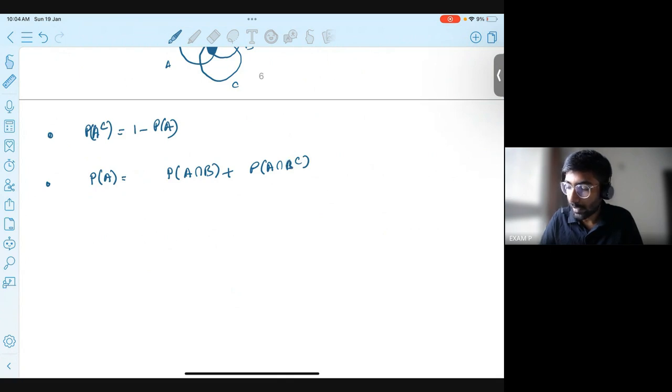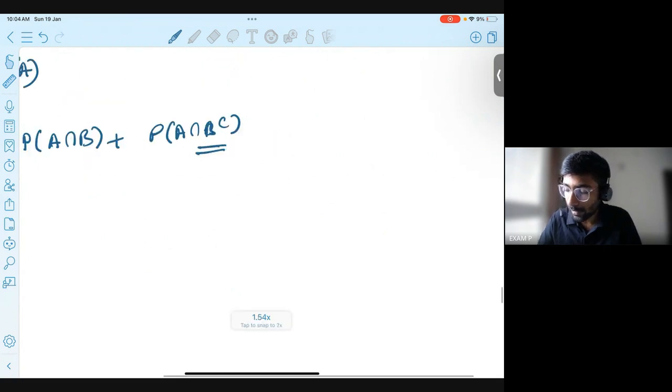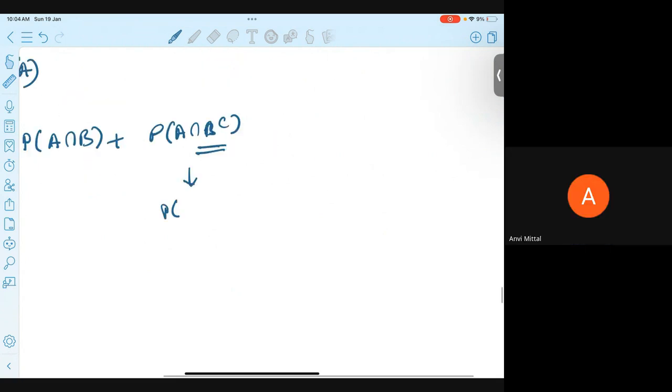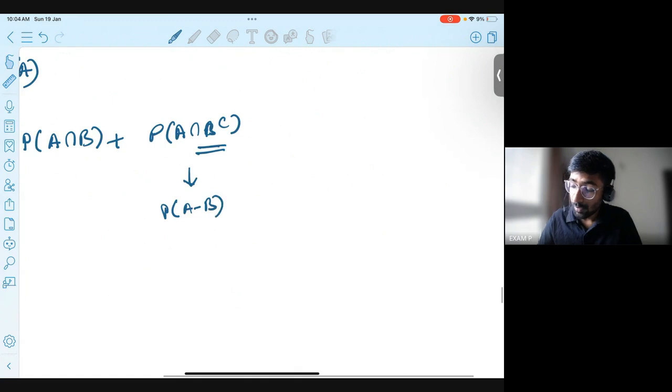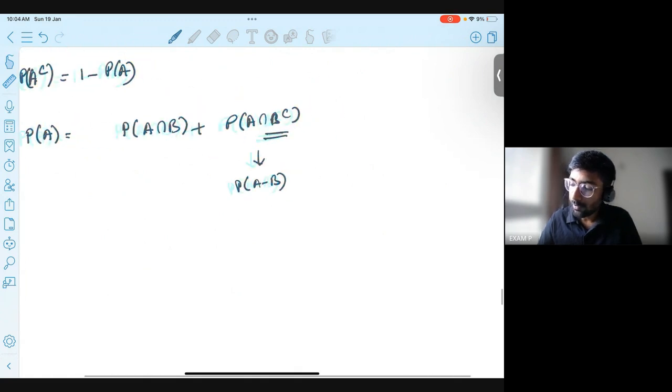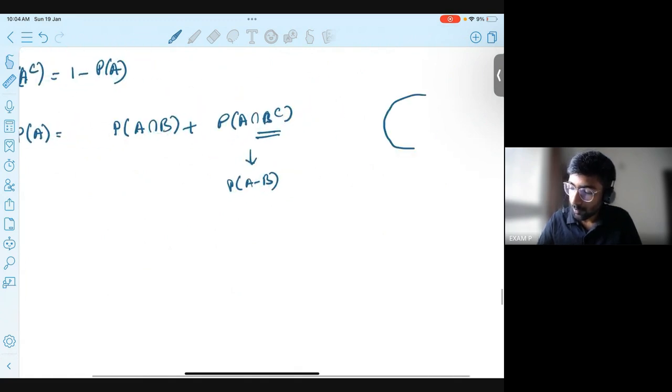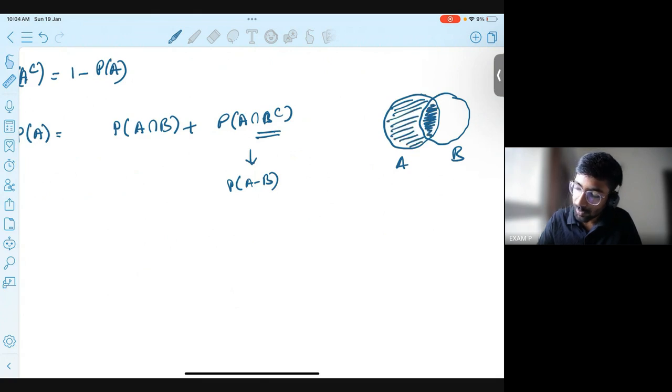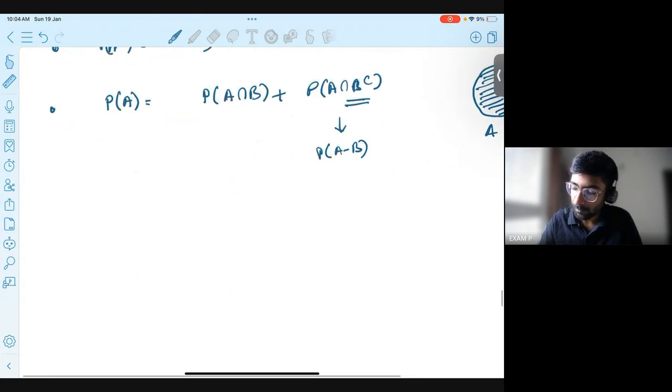What is this? A intersection B complement. How else can you write it? Probability A minus B. Good. So clearly, if you look at this diagram, it should be okay. If this is A and this is B, this part is A minus B and this part is A intersection B. These two things together, when you add up, should give you probability of A, right? Next.